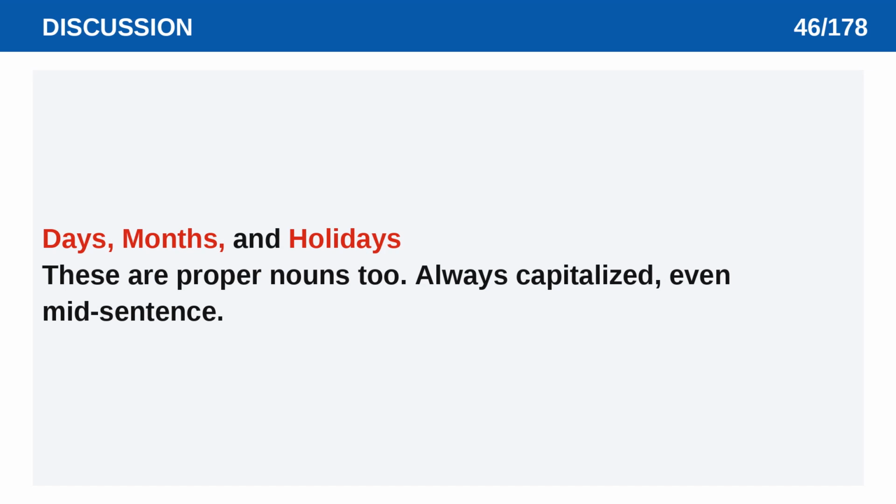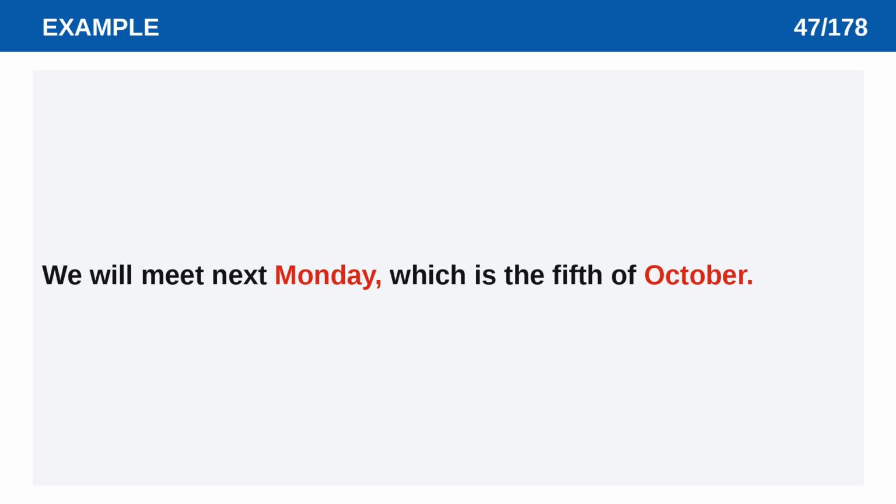The same rule applies to the names of days, months, and holidays. These come from a specific name too, so they are also proper nouns, and are always capitalized, even in the middle of a sentence. We will meet next Monday, which is the 5th of October. Notice Monday and October, both capitalized, even though they are in the middle of the sentence.